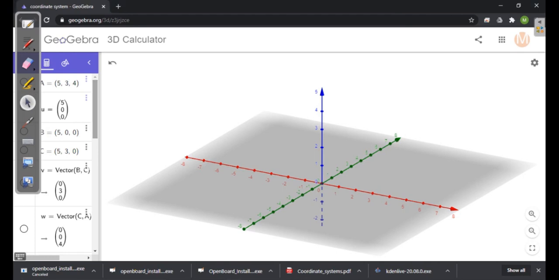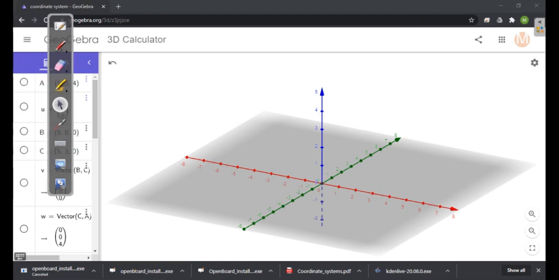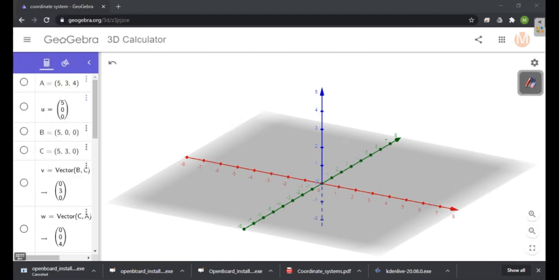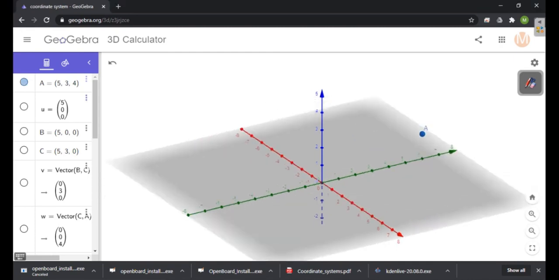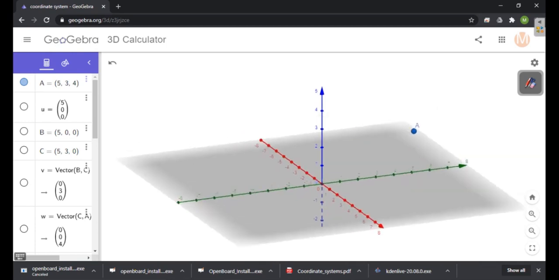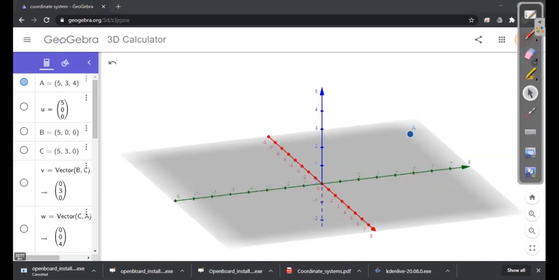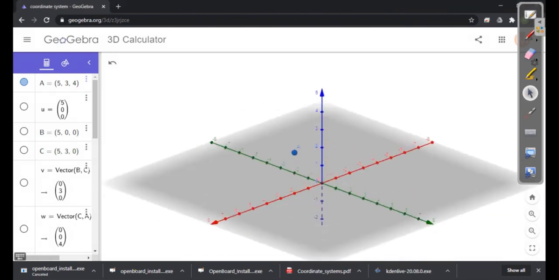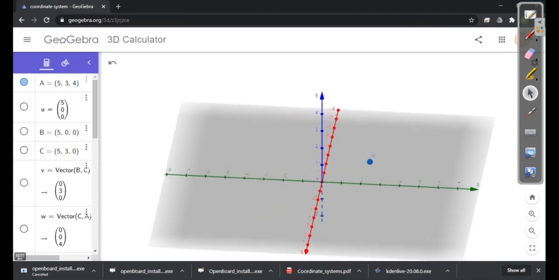So consider I want to plot a point 5, 3, 4, which is in 3 dimensions, represented here as A. So this is the point which I want to represent in different coordinate systems. To reach this point I have different methods. The first one is the rectangular method.